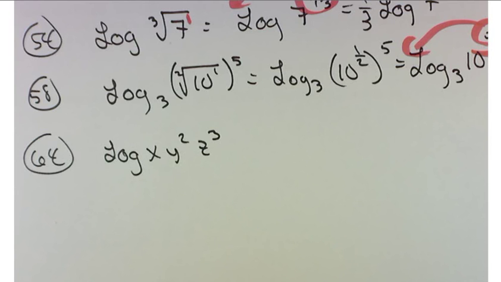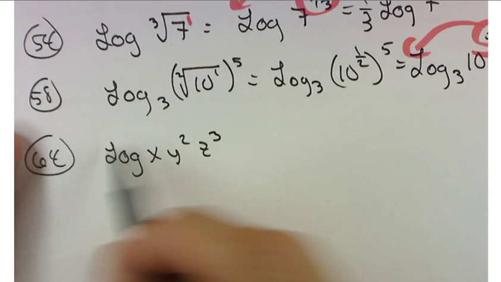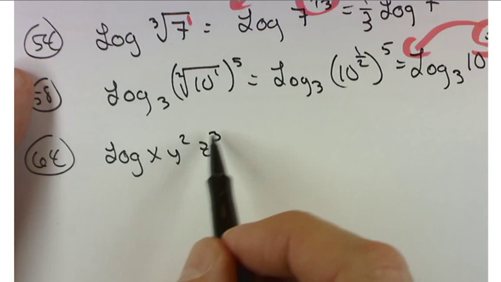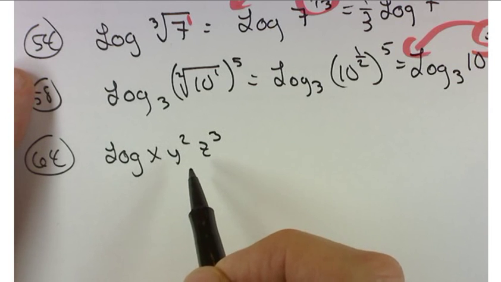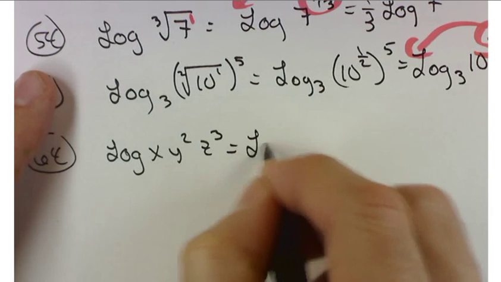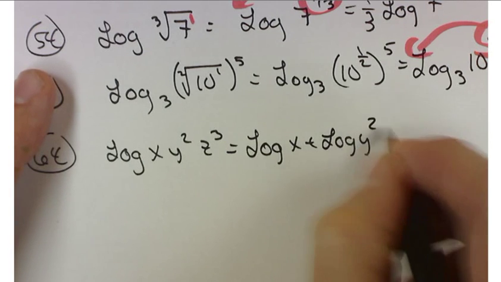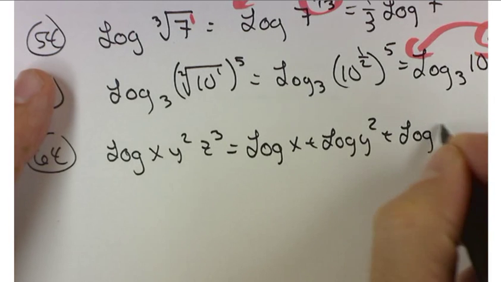Now, the first thing I'll notice for you is that we've got a product here. What happened when we took the log of a product? How did we split that up? Turned it into a sum. Now, can I bring the 2 and the 3 out here? No, because that 2 only applies to the y and the 3 only applies to the z. So the first thing I'll do is write log of x plus the log of y squared plus the log of z cubed.